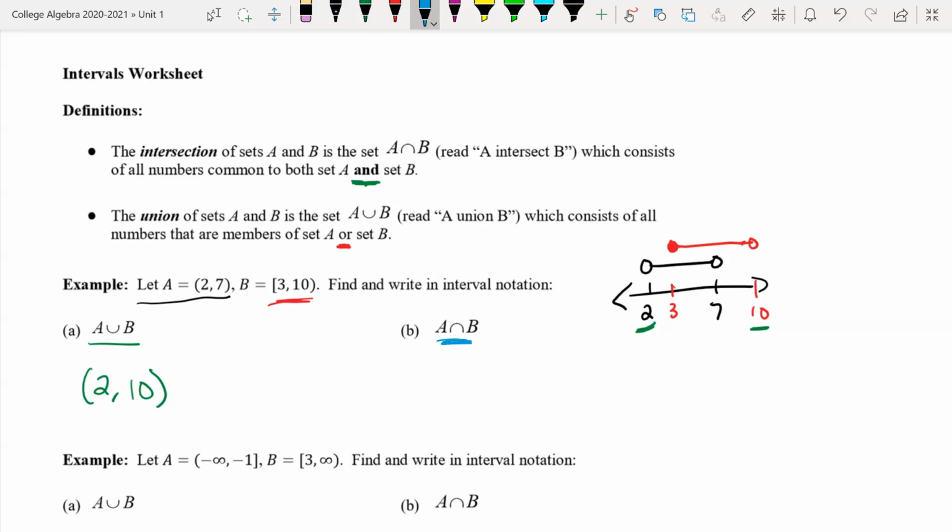If I see an intersection, however, that means what they have in common, so where the overlap is. My overlap is from 3 to 7. Do you see that? This right here to this right here, because it's part of the black line and the red line. So I would say 3 bracket, 7 parenthesis.